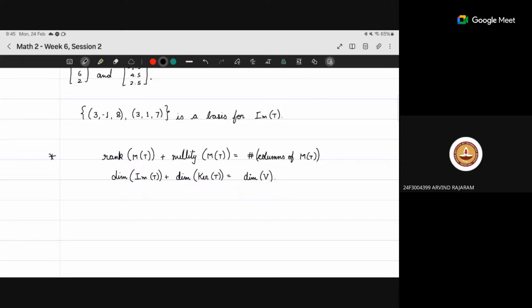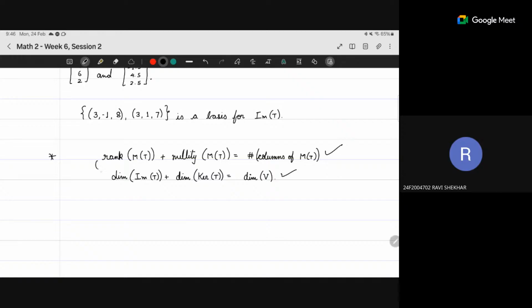Okay. So this is rank nullity for matrices, and using the rank nullity for matrices and the correspondence between transformations and matrices that we have seen, we can conclude the rank nullity theorem for transformations. Irrespective of what transformation I have, the dimension of the image of that plus the dimension of the kernel of that has to be equal to the dimension of the domain.